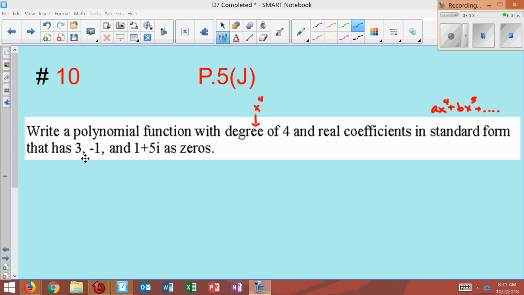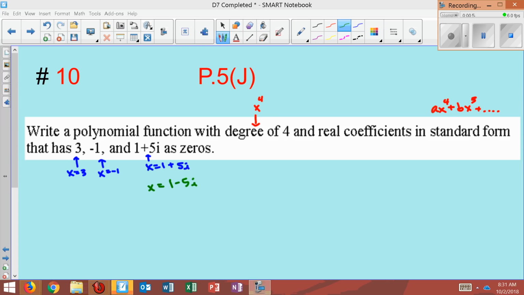So if we have zeros here, this means that x equals 3. This one is that x equals -1, and here x equals 1 plus 5i. Now remember, with imaginaries, you'll always have the conjugate that comes with it, its conjugate pair, which will just be the opposite of the i term. So it would actually be 1 minus 5i.